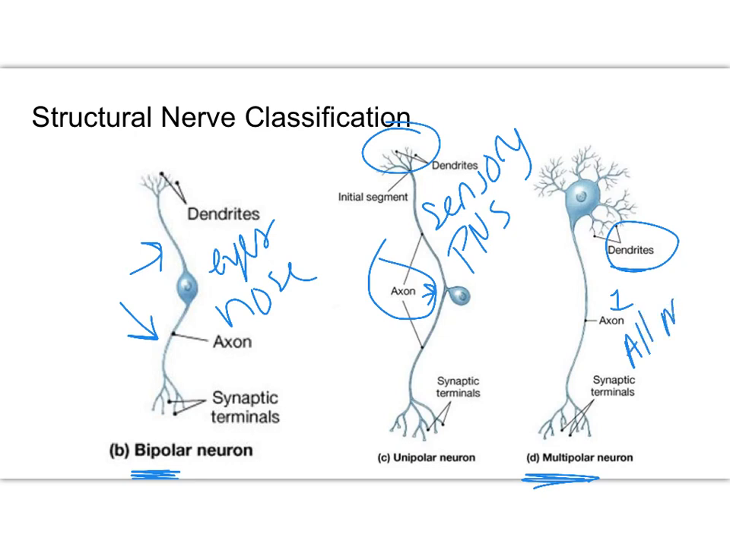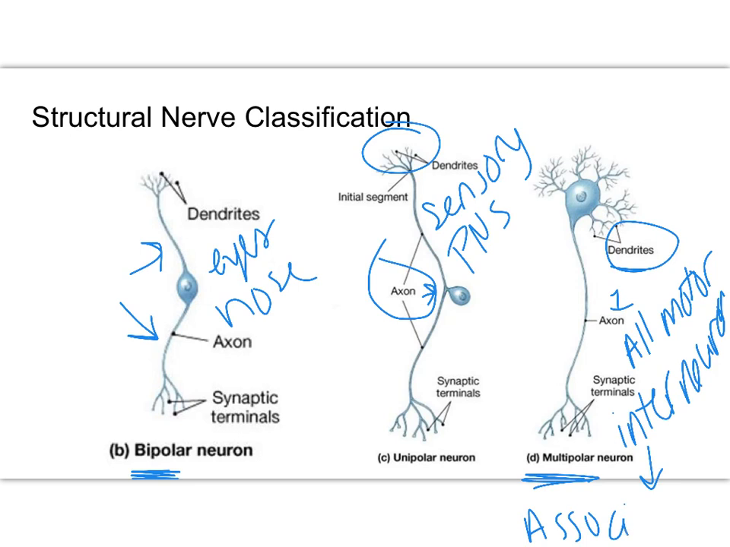All of our motor neurons are going to be multipolar neurons, as well as all of those interneurons or association neurons. Interneurons are also called association neurons. So structurally, we're going to classify it by the branches that come off of the cell body, and then functionally by the type of message that it can carry.